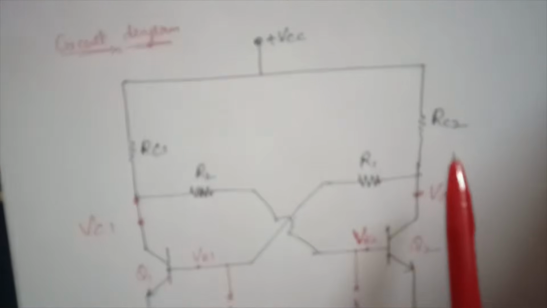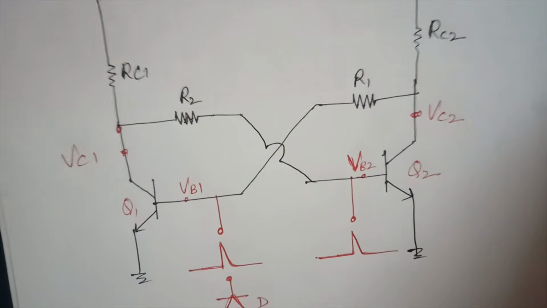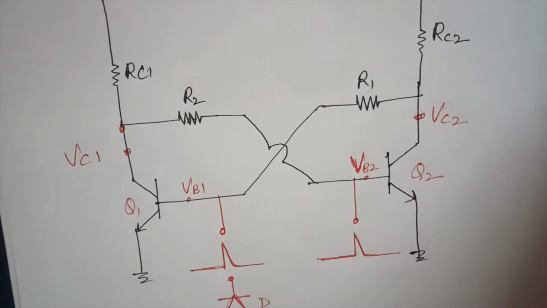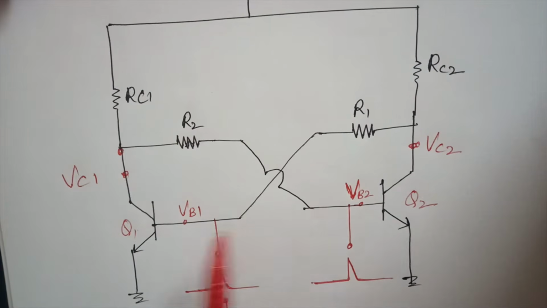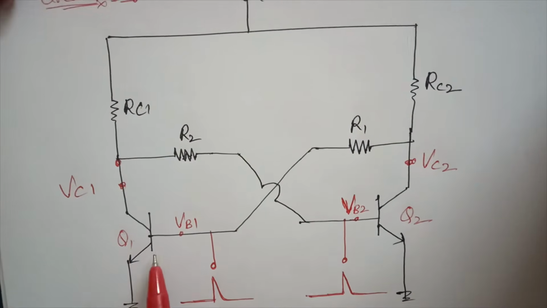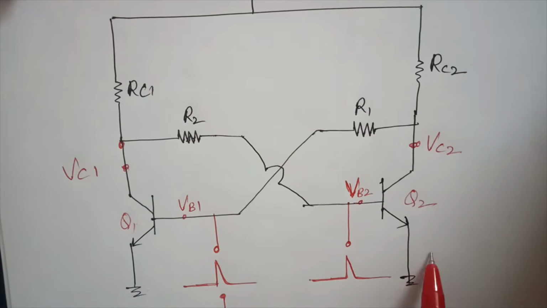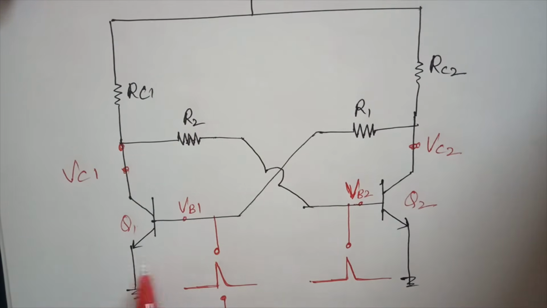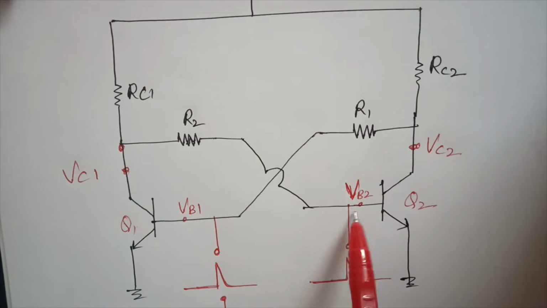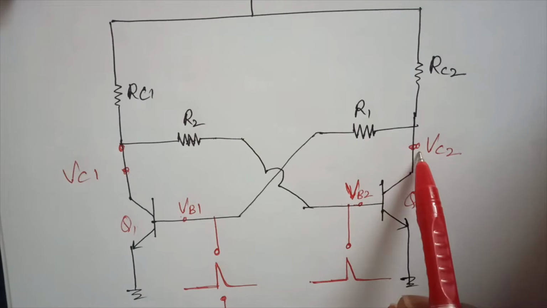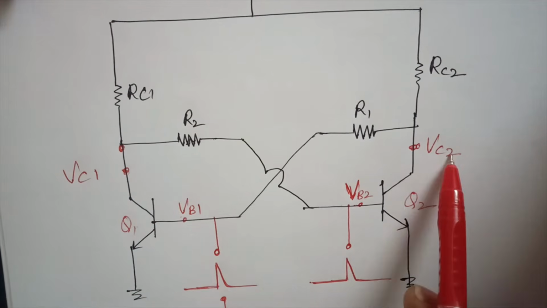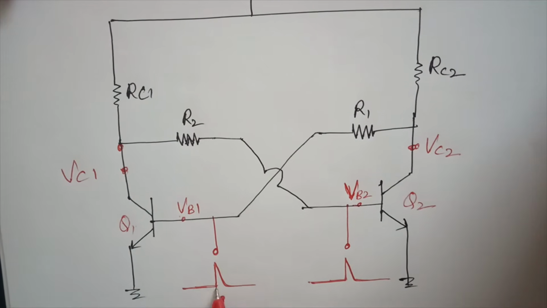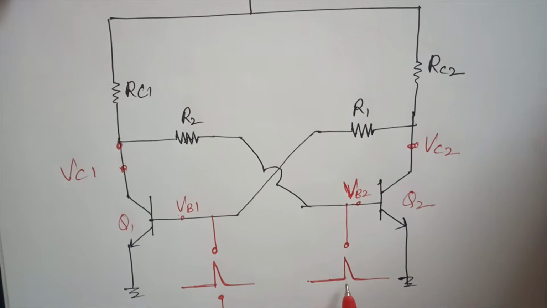So now coming to the circuit diagram. We already know that to get two states, we use two transistors, Q1 and Q2. The two transistors are connected in common emitter configuration, as shown in the figure. The common emitter is grounded in both transistors. The inputs are applied at the base terminals and the outputs are taken at the collector terminals. The output of Q1 is Vc1, the output of Q2 is Vc2, and at the base terminals we apply the triggering pulse.